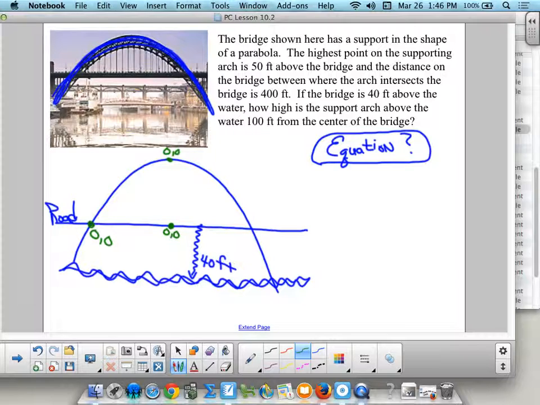But I got to tell you something. If you put the 0, 0 on the vertex right there, then you get to use which equation? The easier one or the more complicated one? The easier one. What's the easier one? The easier formula would be this one, wouldn't it?